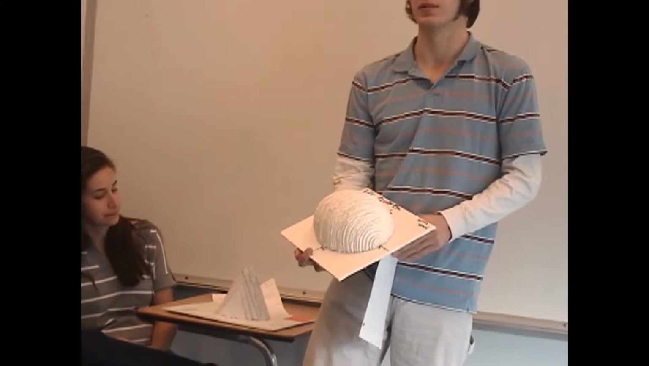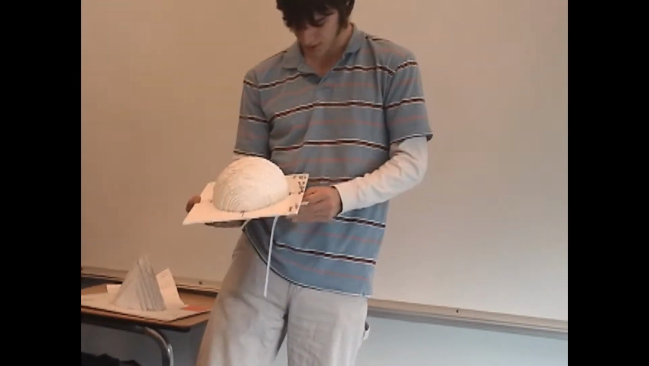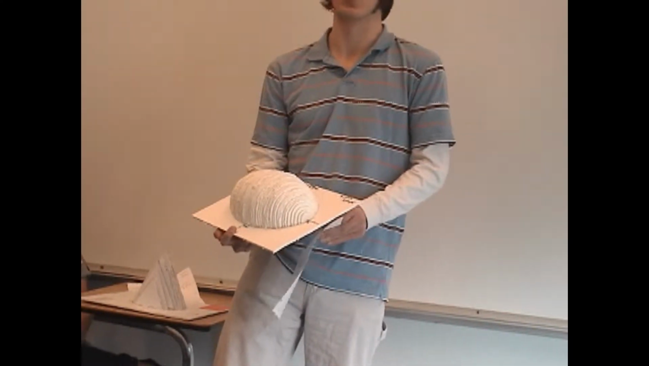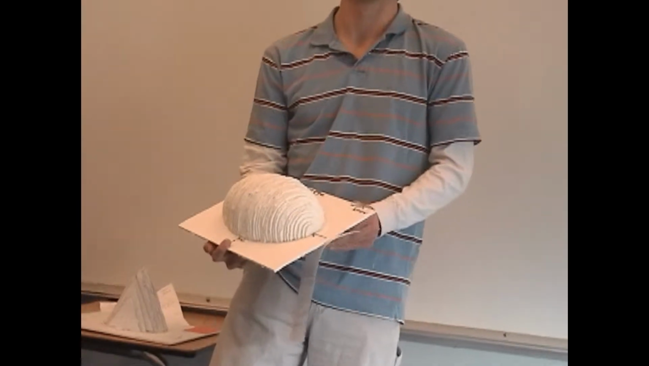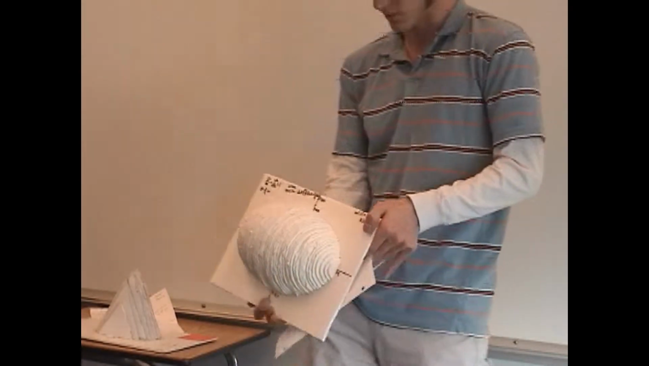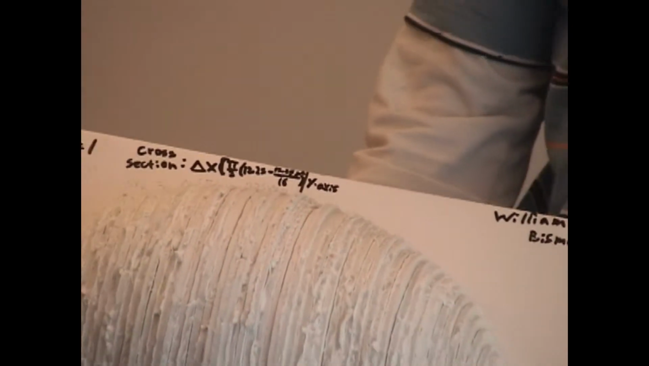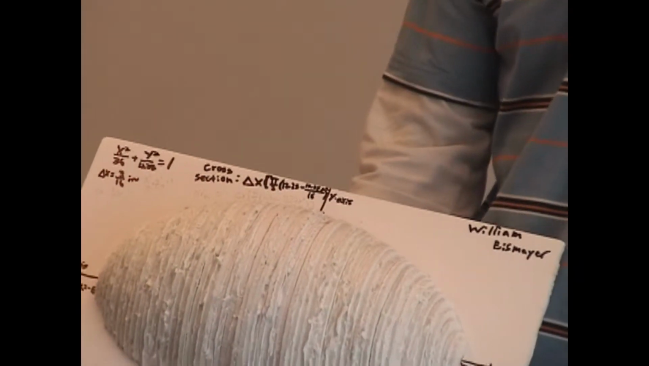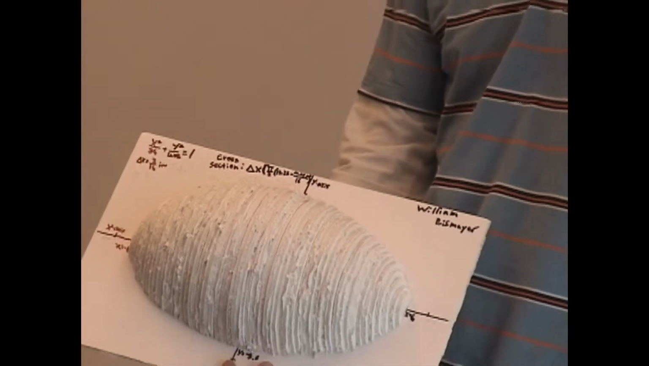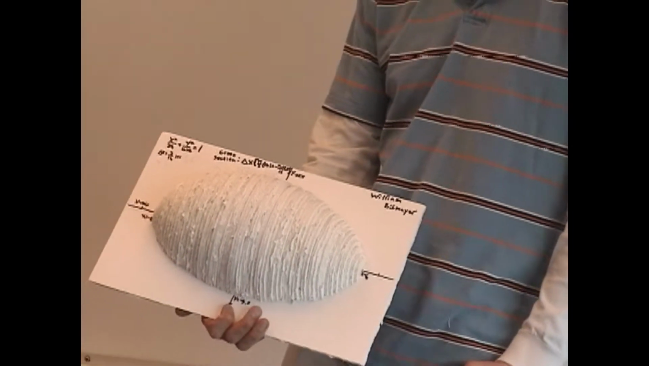x squared divided by 36 plus y squared over 12 1/4 equals 1. Okay, now tilt it right vertical, and let me zoom in on it here. Delta x is 3 divided by 16 inches.